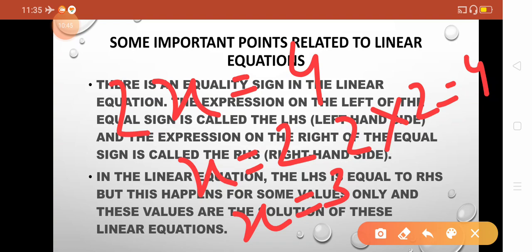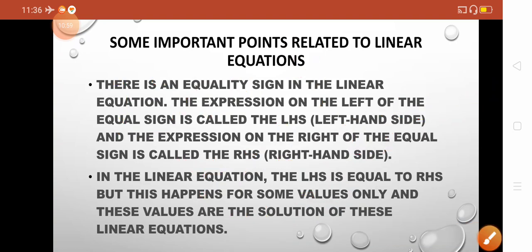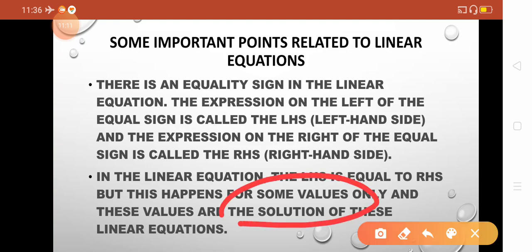So if you want to make LHS and RHS equal, that is true only for a few values of the variable, depending upon the condition. So this is the second point: the LHS is equal to RHS, but this happens for some values only, and these values are known as the solution of these linear equations.